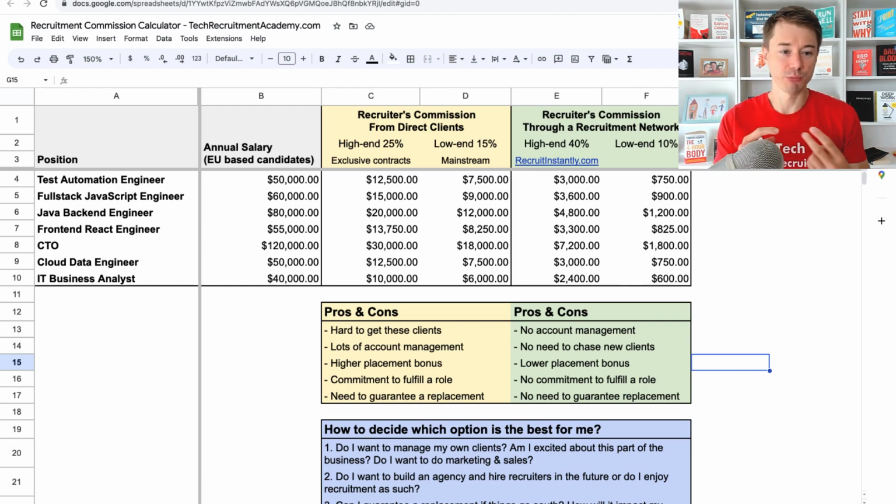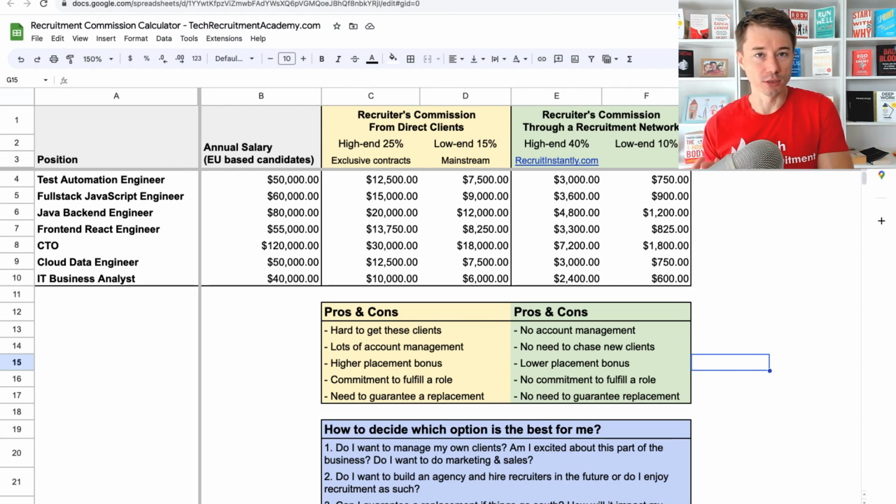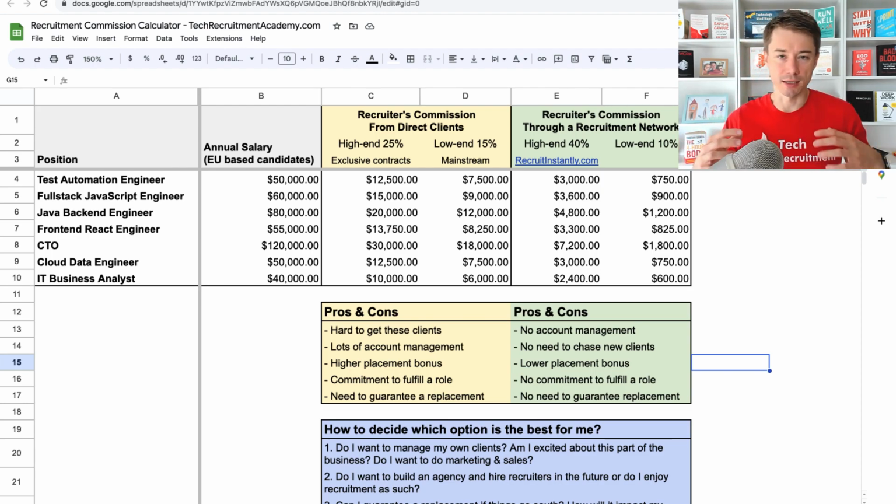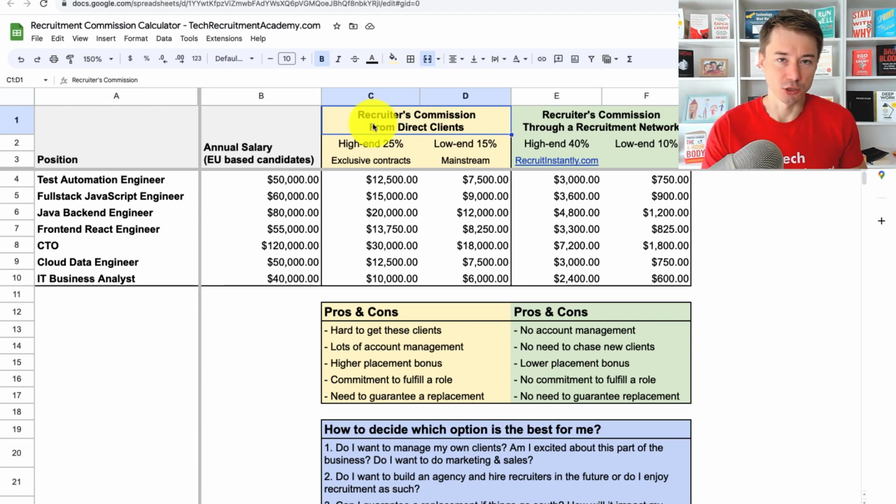Or option number two would be to work through a commission only network. So obviously the commission you earn is different. In this video I will walk you through those options. Okay, so option number one, you have a direct client. Obviously it's not easy, I will actually talk about this in a few minutes. But once you get the direct client, then it could be very profitable.